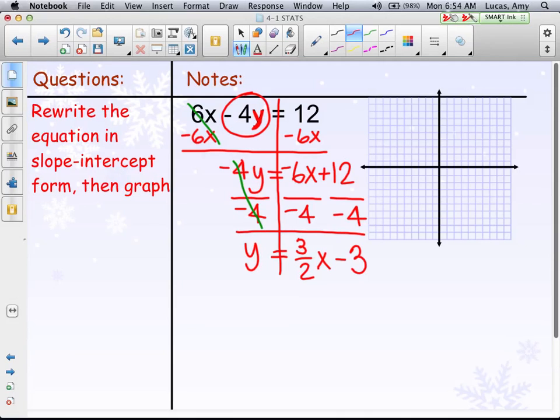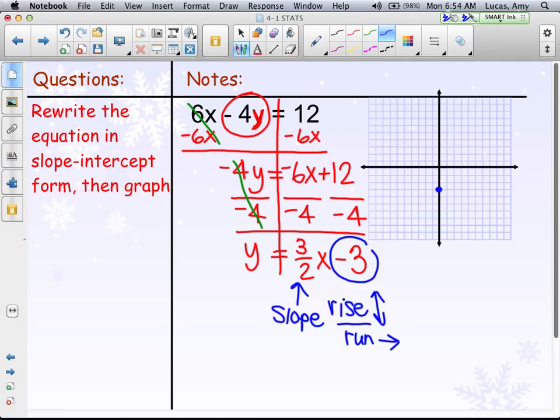So now my slope is positive 3/2, because a negative divided by a negative is a positive. And of course, remember it's rise over run. And then remember that my intercept is where I'm starting my graph, negative 3 on the y-axis. From that point, rise 3, run 2. Rise 3, run 2, draw your line. And we're done.